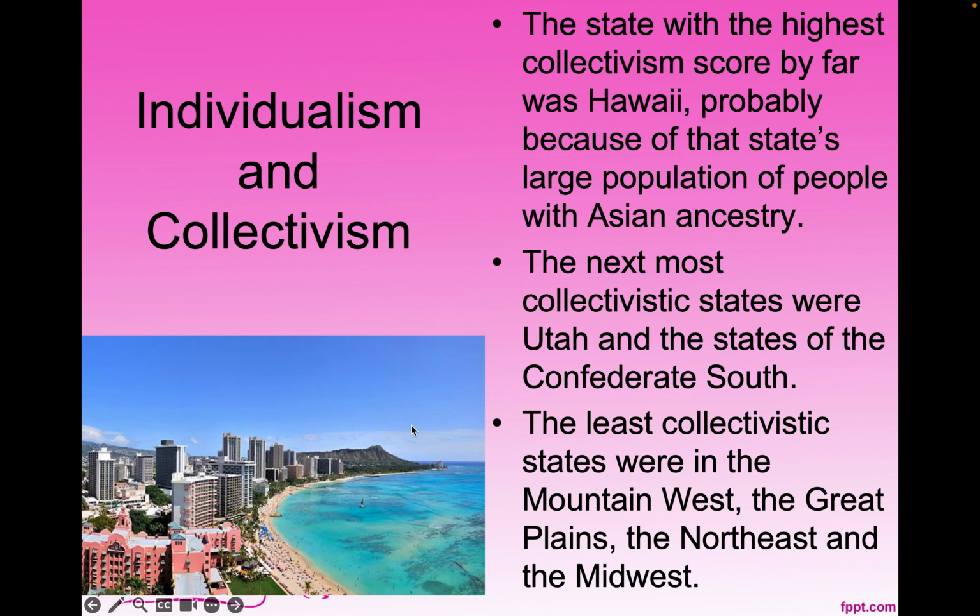Wow. The state with the highest collectivism score by far was Hawaii, probably because of that state's large population of people with Asian ancestry. The next most collectivistic states were Utah and the states of the Confederate South. The least collectivistic states were in the Mountain West, the Great Plains, the Northeast, and the Midwest.